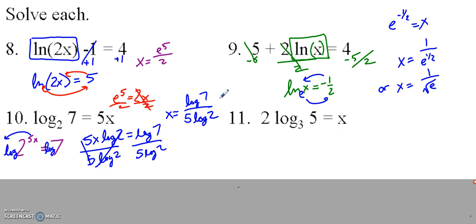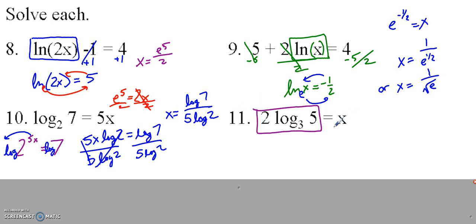Number 11 here: 2 log base 3 of 5 equals x. And you might be thinking, well, I'm done. This is what x equals. But again, x equals that as an exact answer. Yeah, we're done. If I need to make it a decimal, if I need to make it something I can put into my calculator, again, I would do the same thing I just talked about.